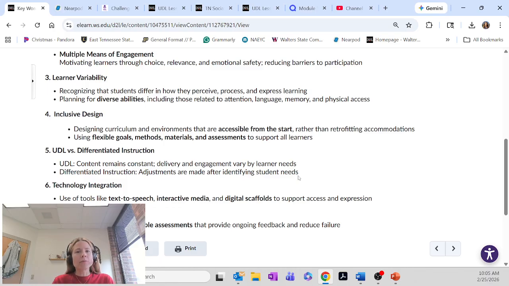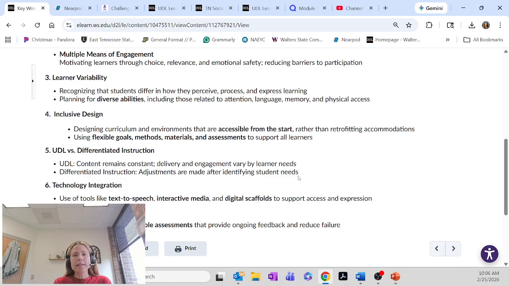And inclusive design really just talks about how you're designing your environment, which is your classroom, and also your curriculum. We want it accessible from the start, right? We don't want to have to make accommodations and retrofit later. We want to already have that in play before we even start the lesson. And really, when you're doing UDL, we have to learn to be flexible, right? We have to be flexible with maybe their goals, flexible with the methods, materials, and assessments, because we have to support all learners. So, flexibility is going to be a big part of it.